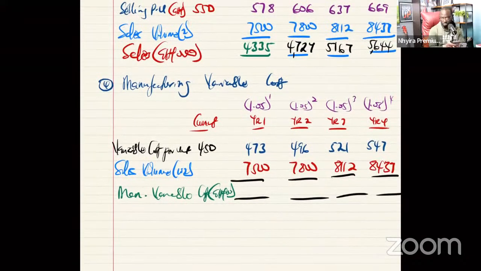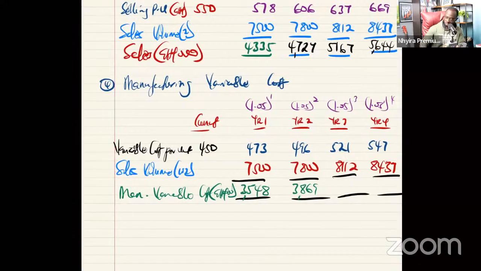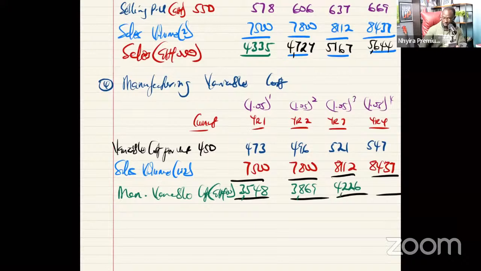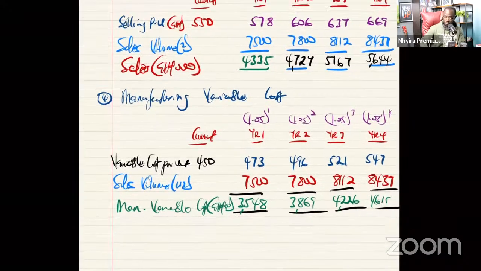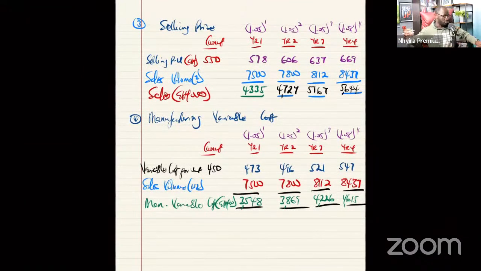Bring in the variable cost. 437 by 7500, 35. 48, 496 by 7800, 3869. 521 by 8112, 4226. 547 by 8437, 4615. So that is our sales and then the manufacturing variable costs, respectively.